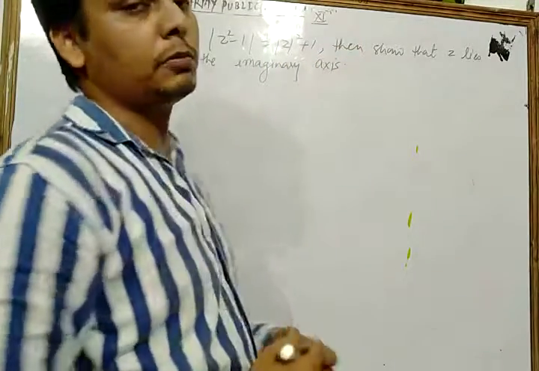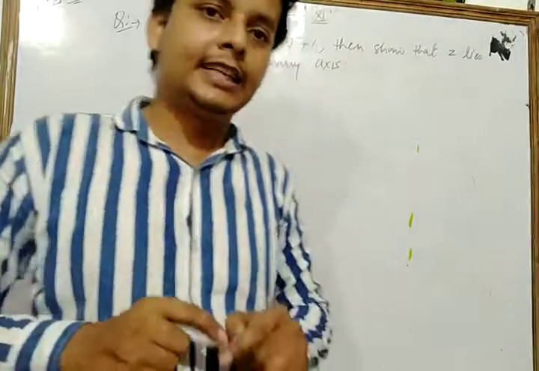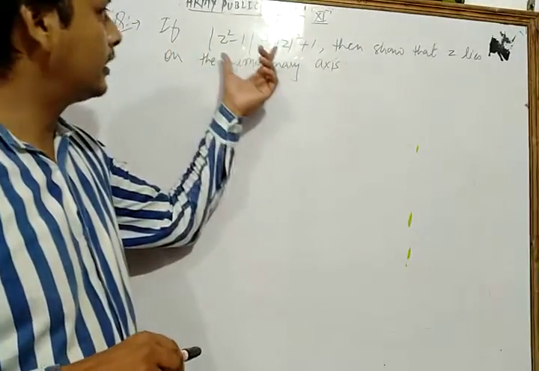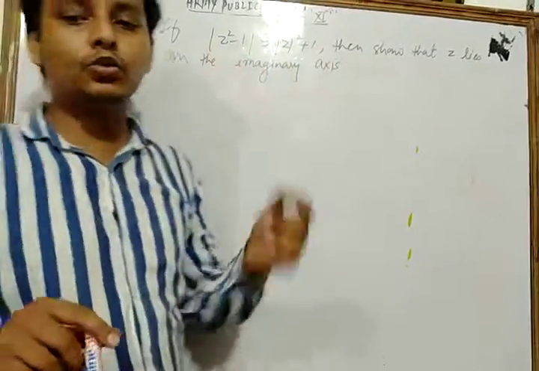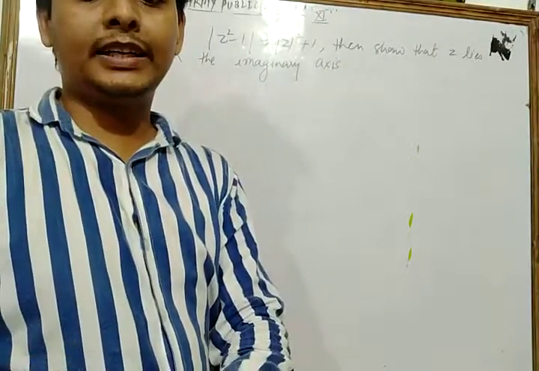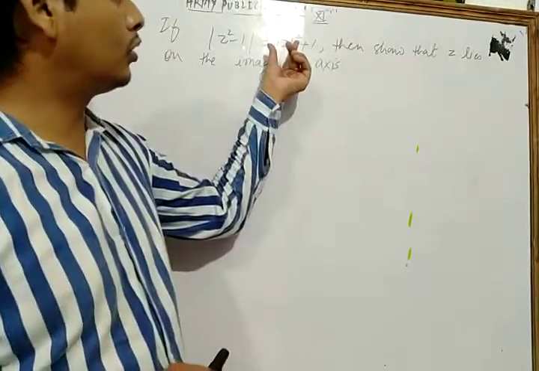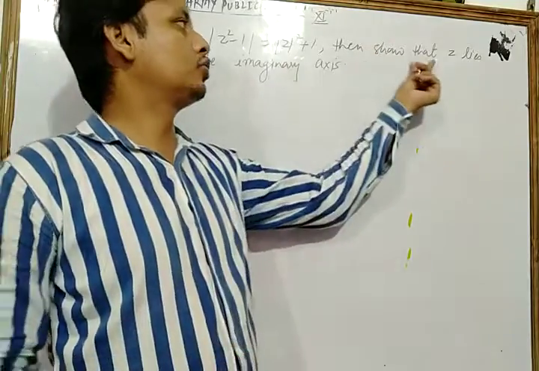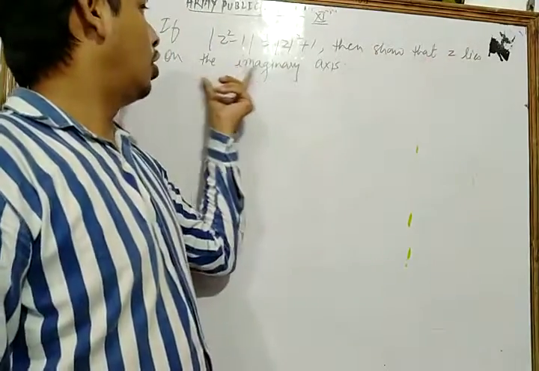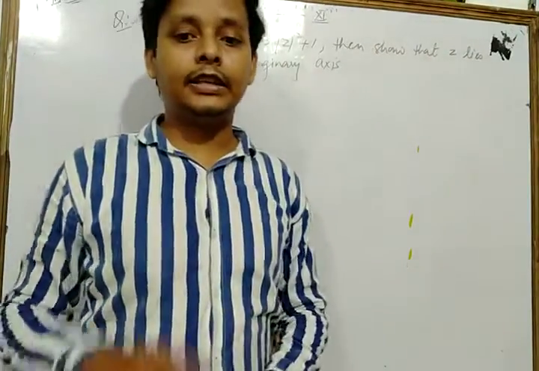This is one of the most important questions of your NCERT exercise. Here, dear students, if mod of z square minus 1 is equal to mod of z square plus 1, then show that z lies on the imaginary axis.